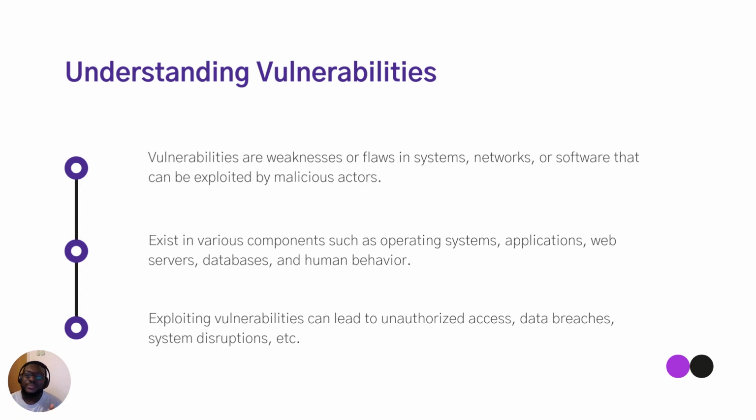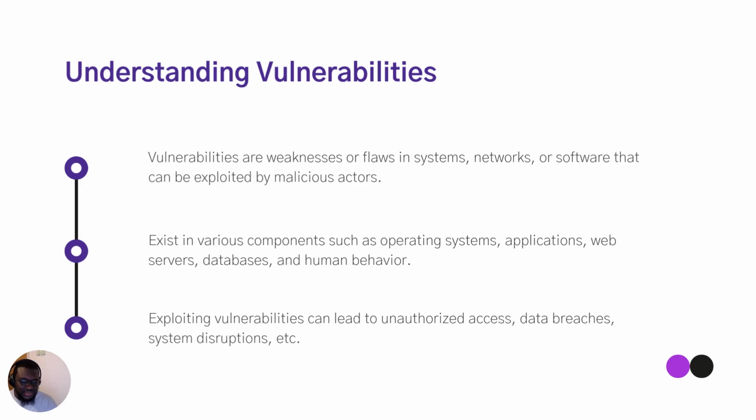Like, what's a vulnerability, right? A vulnerability is a weakness or flaw in a system, in a network, or a software that can be exploited by malicious actors. And there are so many components where vulnerabilities exist, like your operating systems, your applications, your web servers, your databases, and of course, human behavior. When a vulnerability is exploited, it can lead to unauthorized access, data breaches, it can lead to disruption in systems. Remember, it's all connected, right?